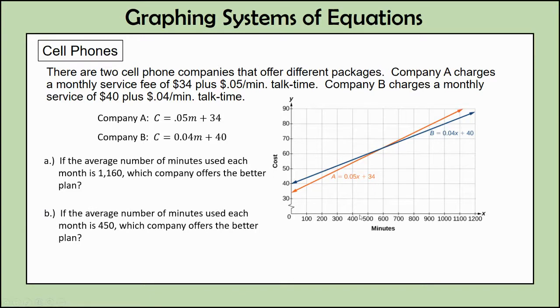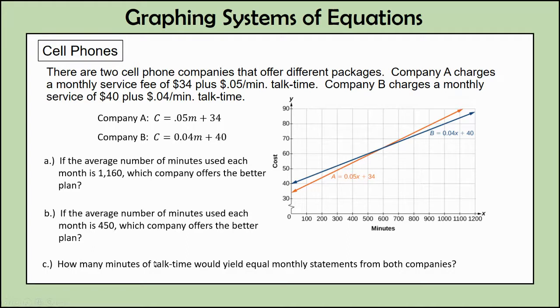Now, let's say you typically use less than 450 minutes or underneath that. Now, when you go to 450 and go up, you hit the red line first. So that means it's a little cheaper than the other company, which is the blue line B, which is above that. So if you're going to use under 450 minutes, you're probably better off going with company A.